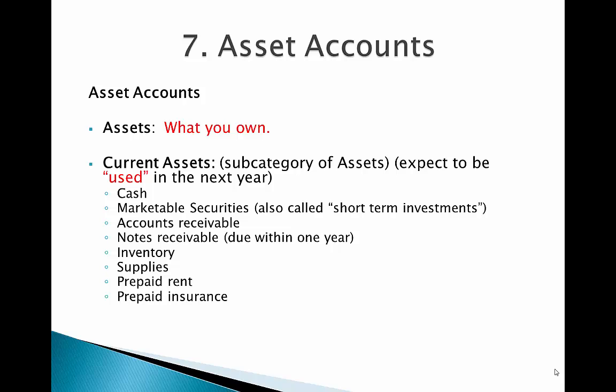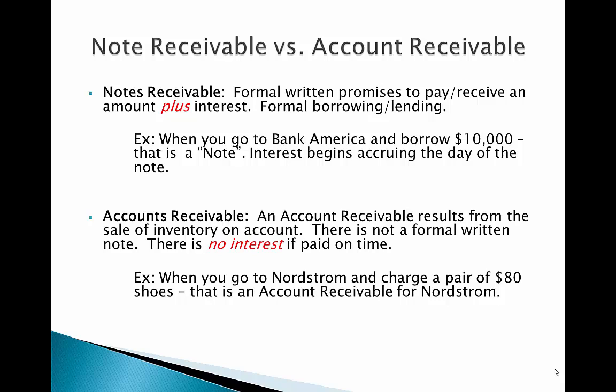The asset accounts are what you own. The current assets, a subcategory of assets, are expected to be used in the next year. That includes cash, marketable securities, accounts receivable, notes receivable due within 1 year, inventory, supplies, prepaid rent, and prepaid insurance.